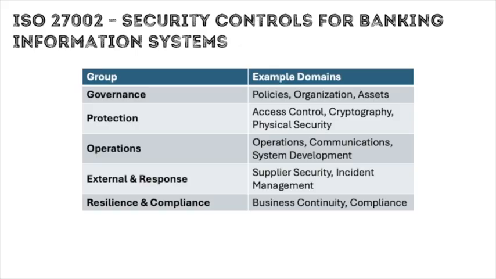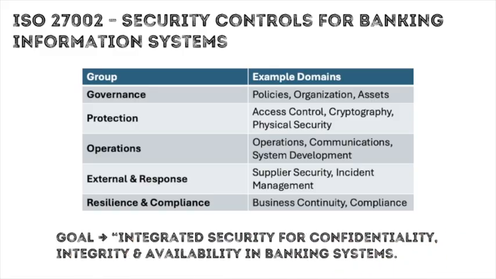Finally, the resilience and compliance controls guarantee continuity and legal alignment. Business continuity and disaster recovery planning include redundant systems, off-site backups, and regular drills to maintain service availability during disruptions. And compliance controls make sure the bank follows regulations such as RBI guidelines, PCI DSS, GDPR, and the IT Act 2000, preventing penalties and protecting reputation.